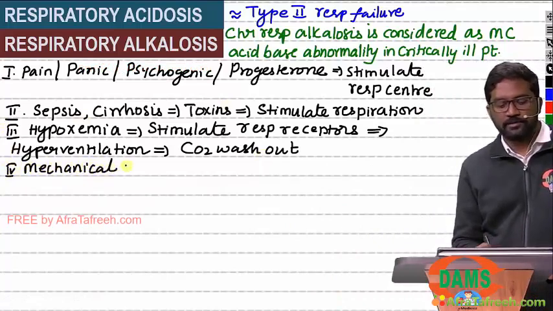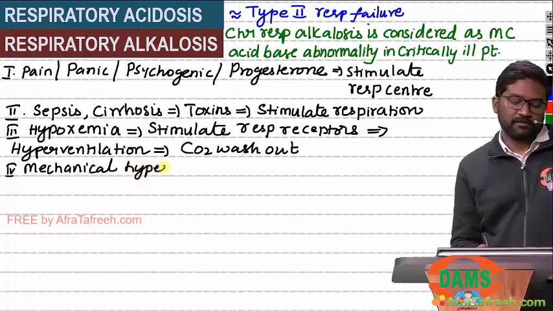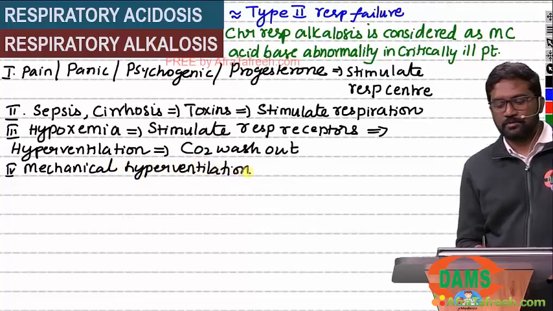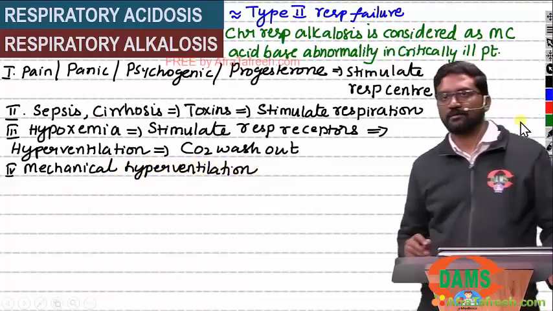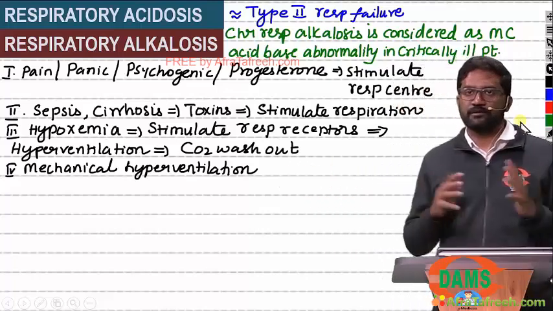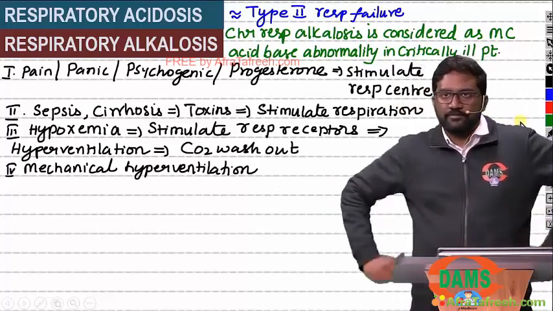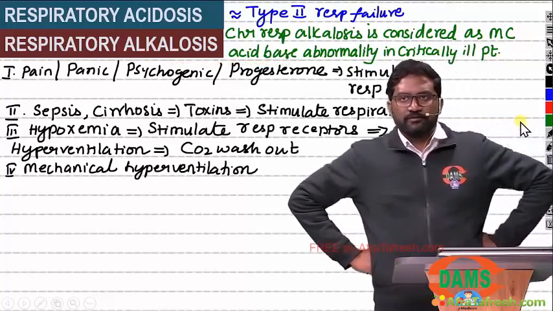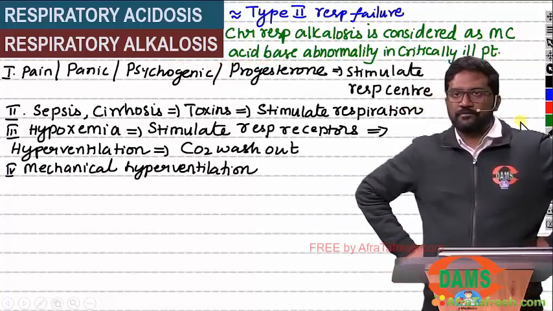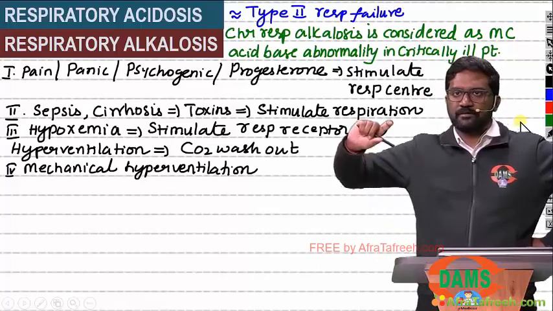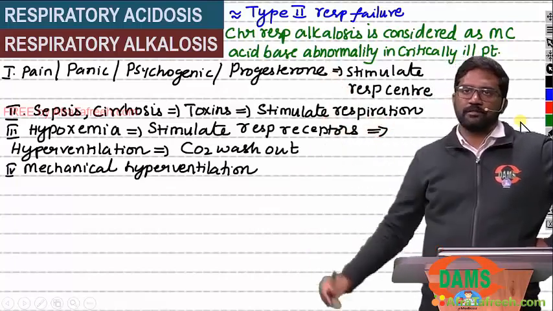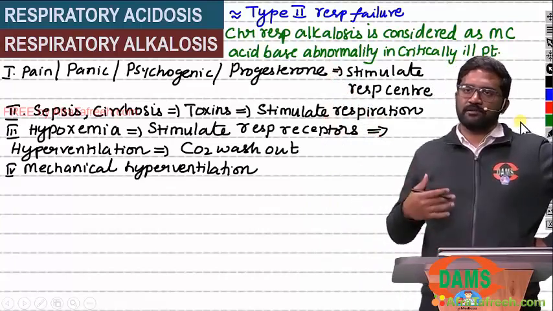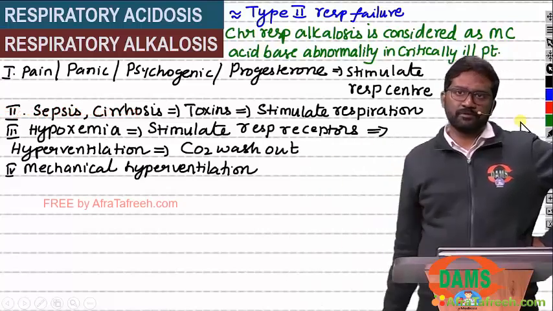mechanical hyperventilation. Whenever you connect a patient to a mechanical ventilator, you are going to set some respiratory rate. Say for example, you have set a physiological value of 14 or 15 per minute. Now a new fellow has come into the ICU without knowing. He has increased the rate from 15 to 30. So accidentally the respiratory rate has been increased, and that will result in some CO2 washout.